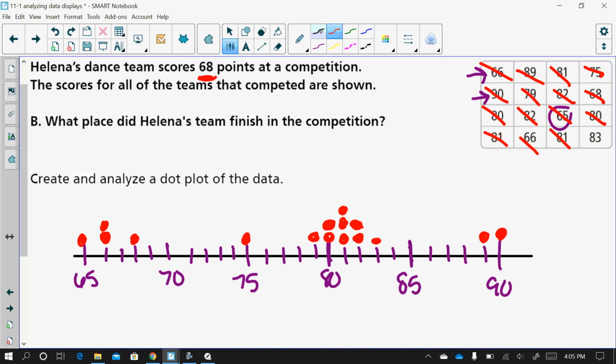Okay, so what place? We know she scored 68. So here's first, second, third, fourth, fifth, sixth, seventh, eighth, ninth, 10th, 11th, 12th. Looks like they scored 13th place. Okay, hopefully that makes sense.